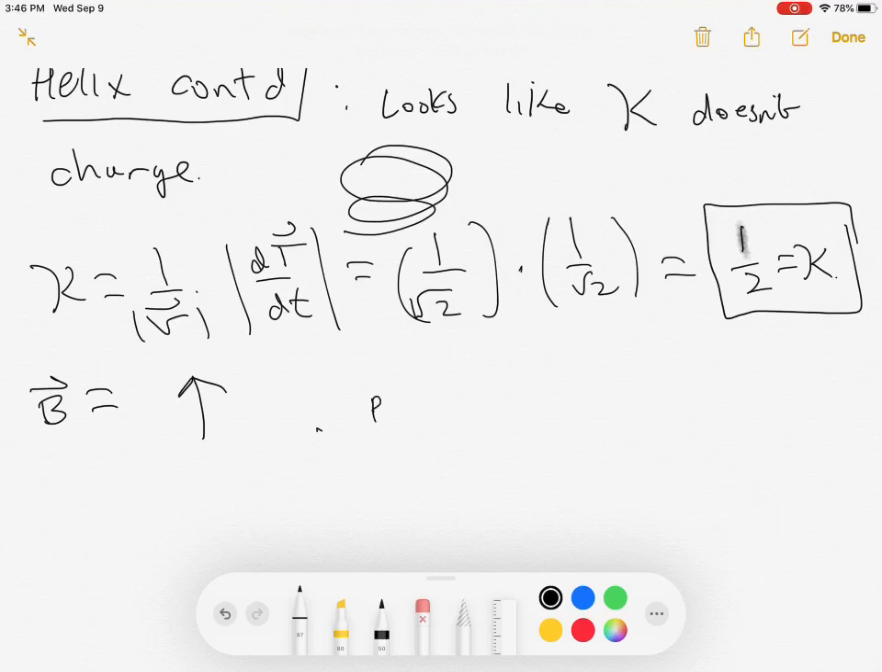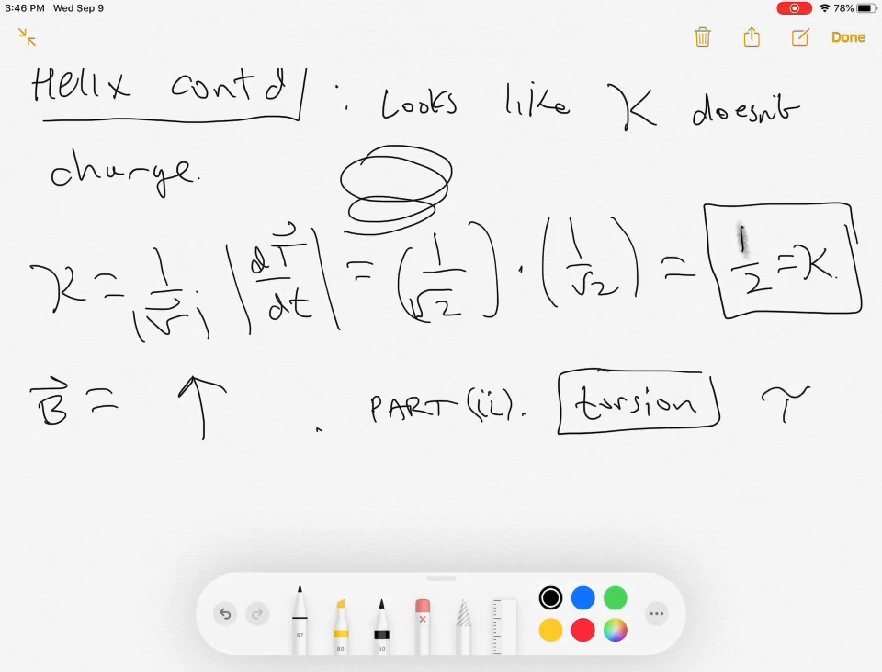All right, part 2, which I'll make in a separate video, is about torsion, which is given, of course, another Greek symbol, tau. And we'll discuss that in the next video.